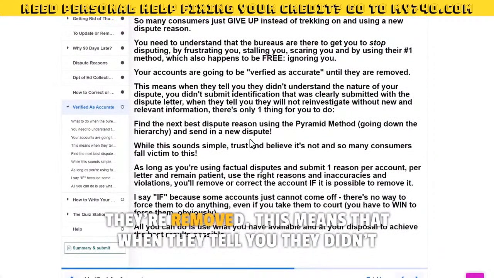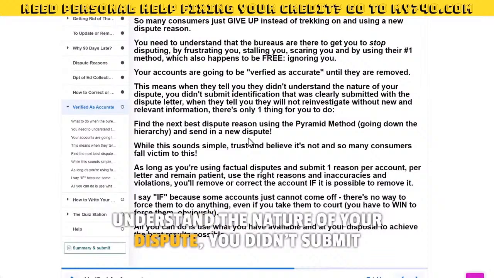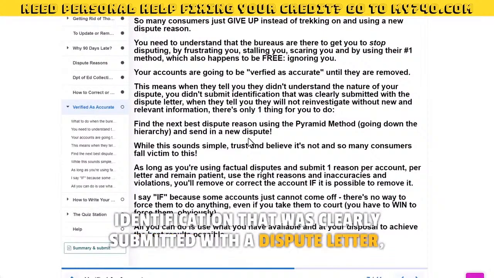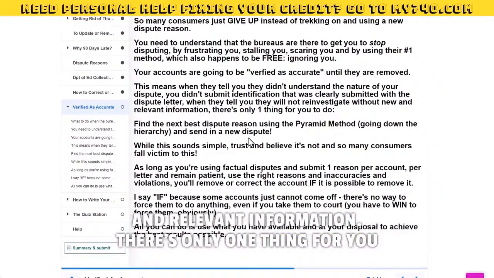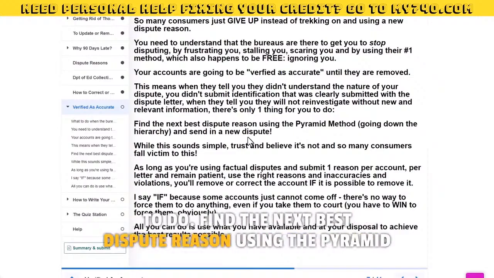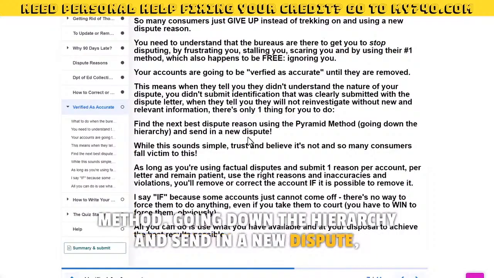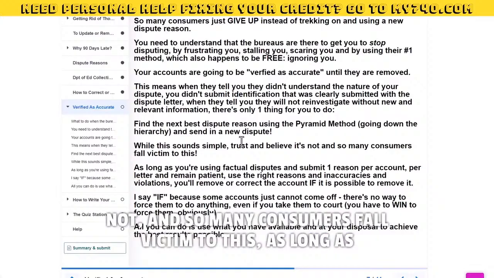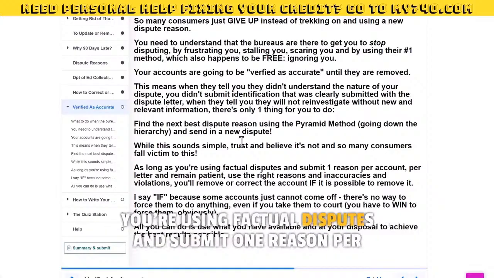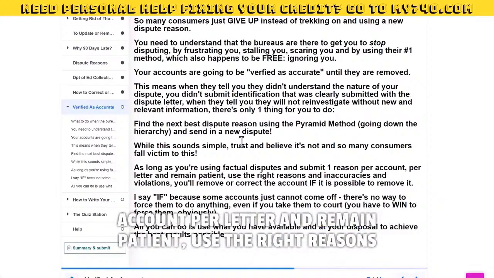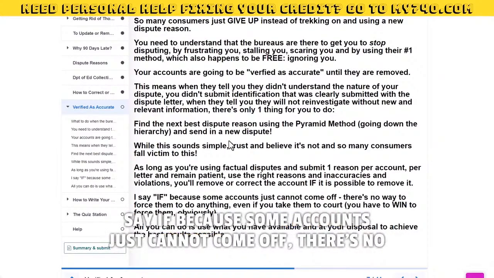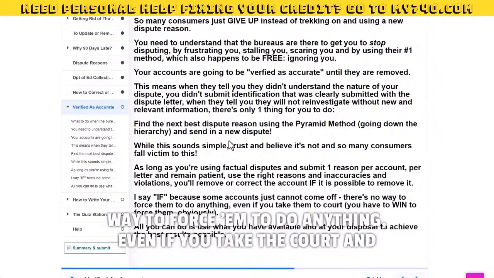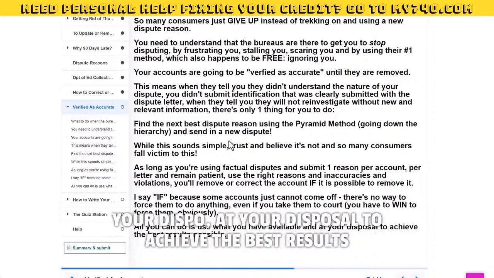This means that when they tell you they didn't understand the nature of your dispute, you didn't submit identification that was clearly submitted with the dispute letter, and they tell you that they're not going to reinvestigate without new information, there's only one thing to do. Find the next best dispute reason using the pyramid method and send in a new dispute. As long as you're using factual disputes, submit 1 reason per account per letter and remain patient, you'll remove or correct the account if possible. Some accounts cannot come off. There's no way to force them, even if you take them to court. And use what you have available to achieve the best results.